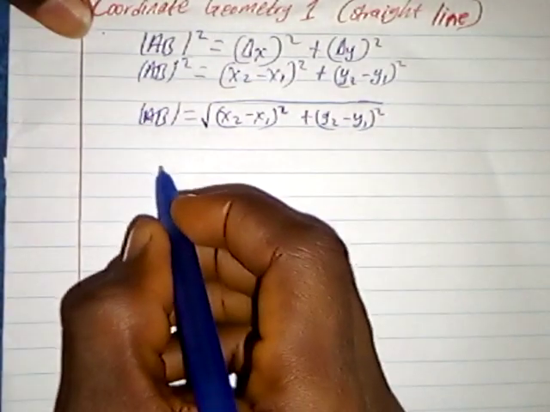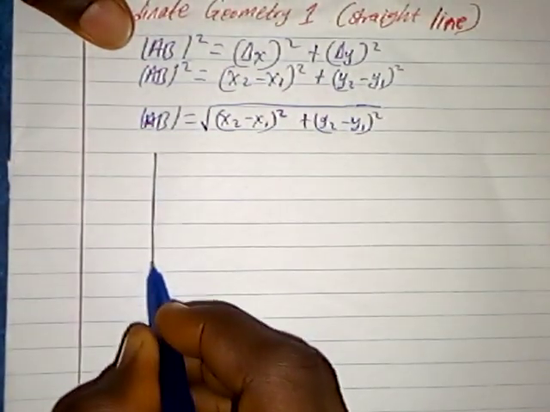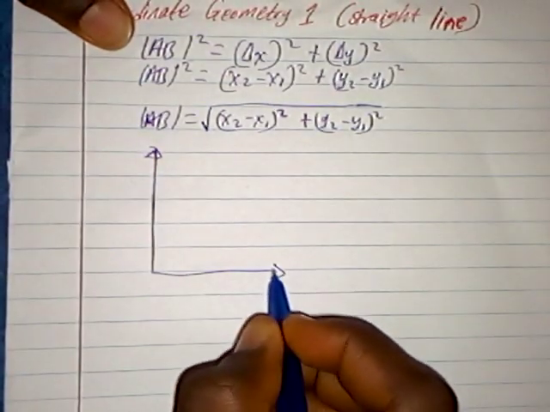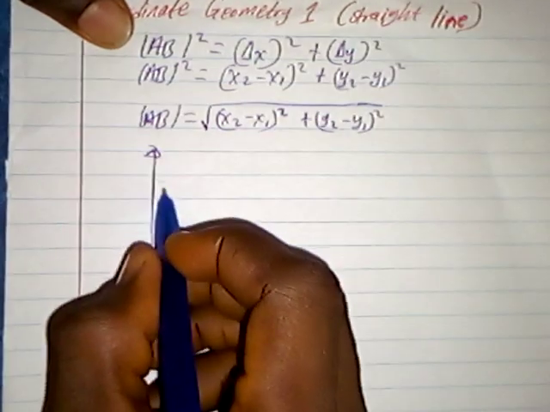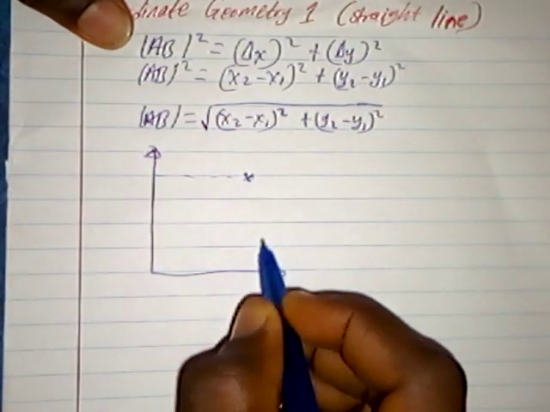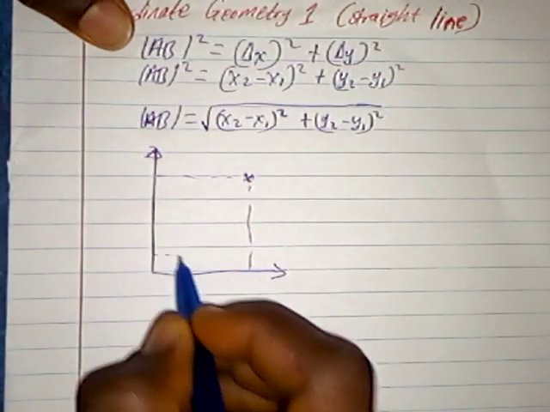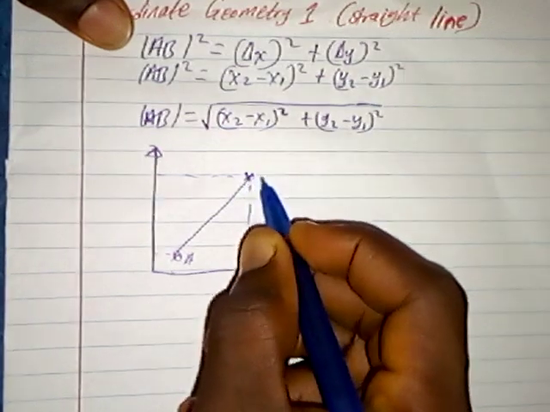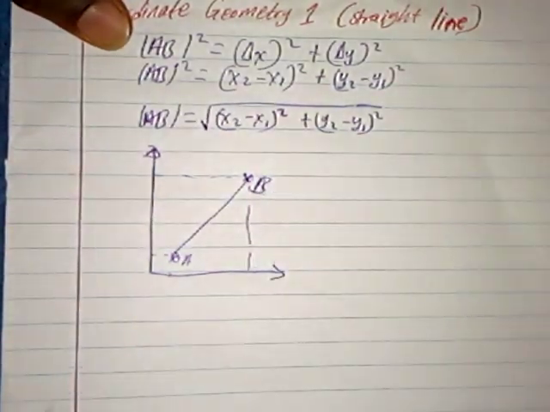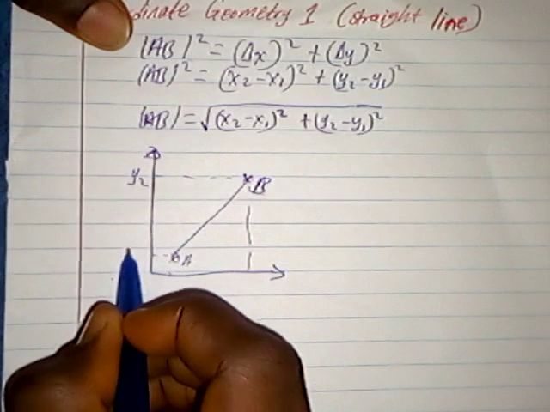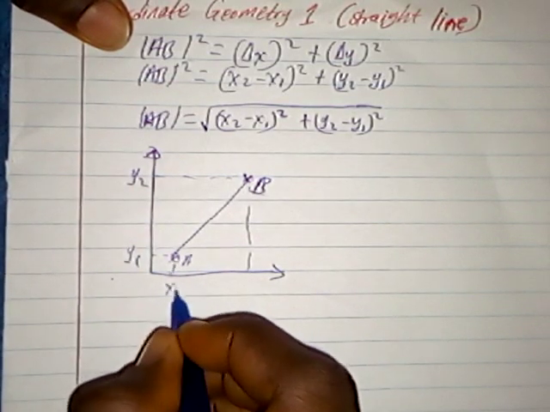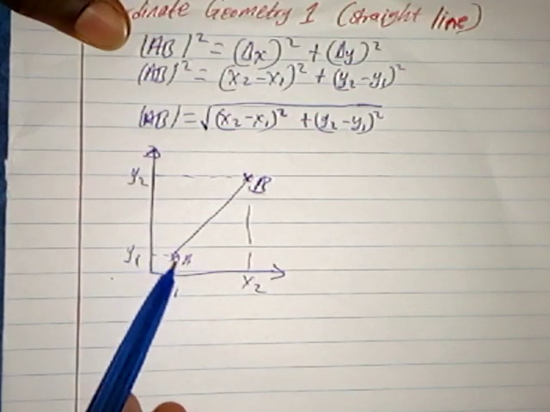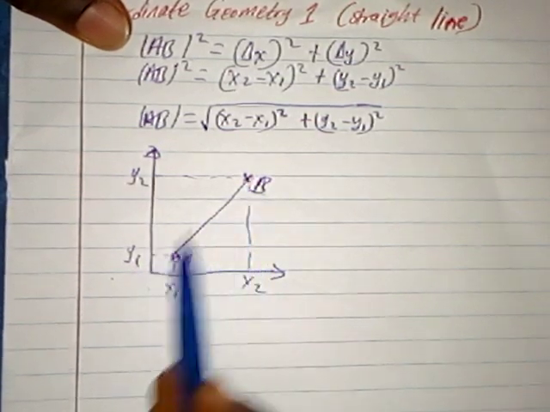Now let's say a line, right? This is the x-axis, this is the y-axis. Now let's take the graph here. Here is the first point. Here is the second point. You see, this is a line. So here is supposed to be y2, here is supposed to be y1. Here is supposed to be x1, here is supposed to be x2. So what's a line? A line is the distance between 2 points. So between point A and point B, this is a line.